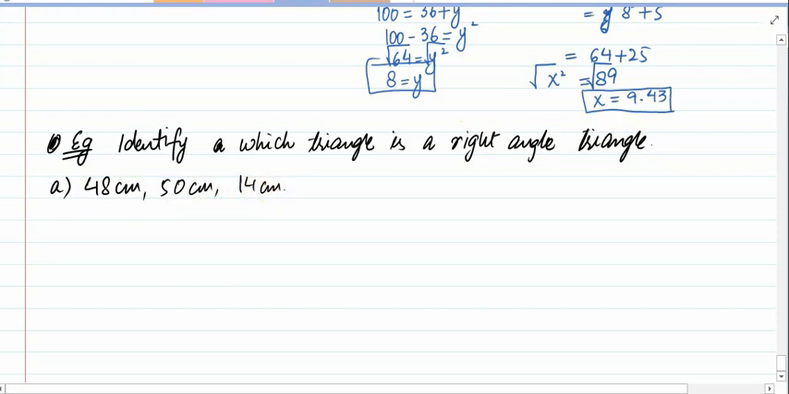I will give you similar question like this for practice. First, let me explain it to you. Identify which triangle is a right angle triangle. What you guys need to do first, make a right angle triangle.